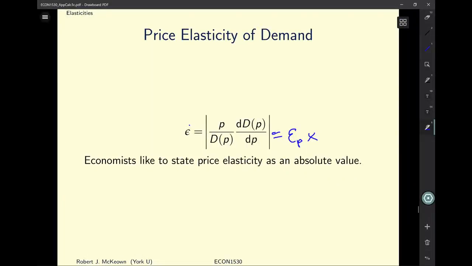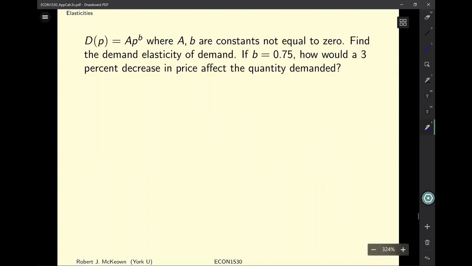And what we have here is an equation that we can use to calculate the price elasticity of demand. So why don't we do that in an example? You can read the example on the slide in front of you. We've got a demand function up here, and we're being asked, oh, it looks like there's a typo. There should be price here. We're trying to find the price elasticity of demand.